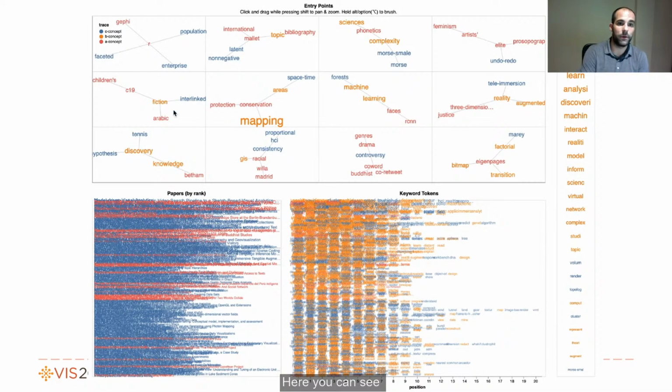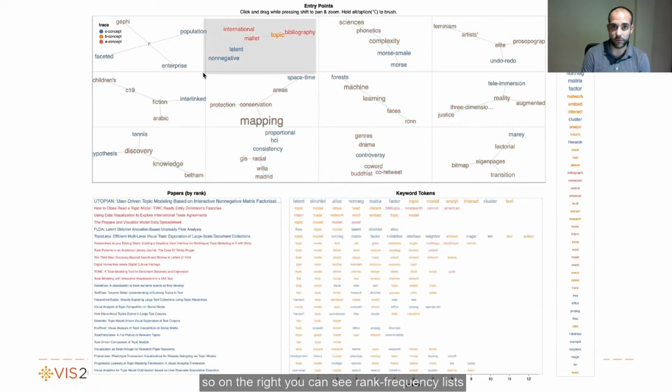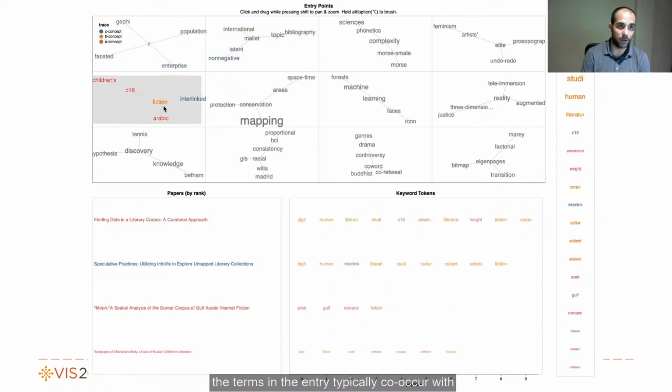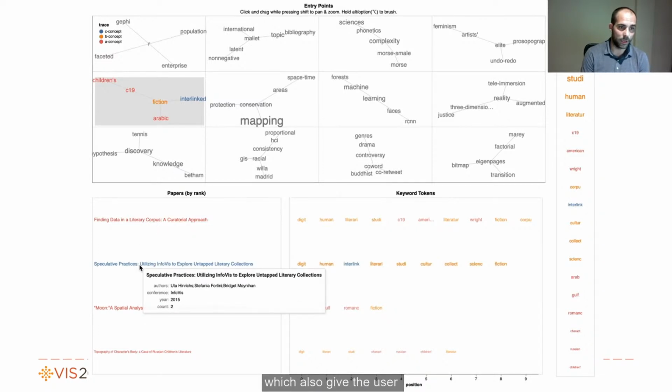And here you can see how in the main view these entry points to the dataset are depicted. They link together different terms that show high distributional similarities. On the right, you can see a rank frequency list with the contexts that the terms in the entry point typically co-occur with. And at the bottom, we can see a list of documents also sorted by rank, which also give the user a reading order in which she can start exploring the collection.